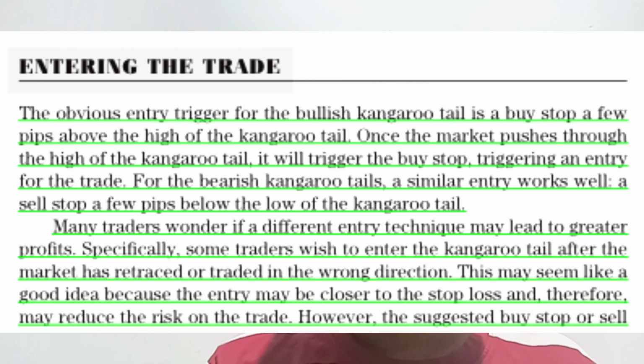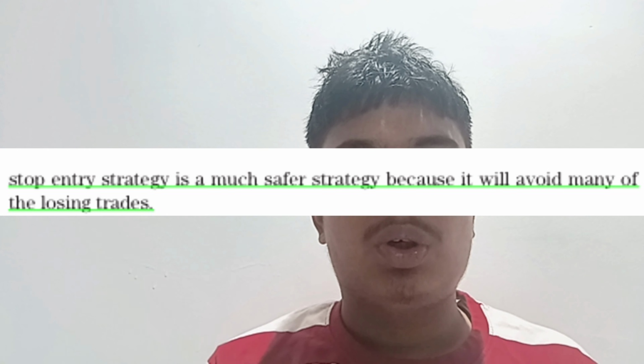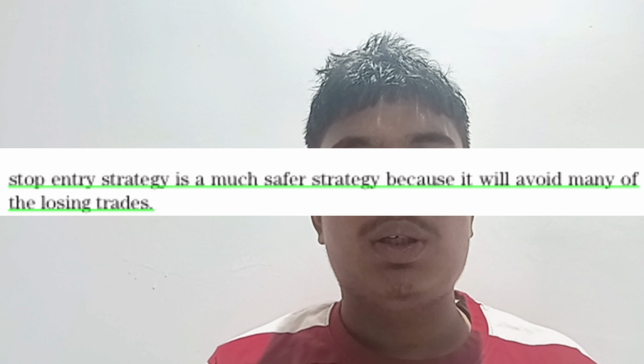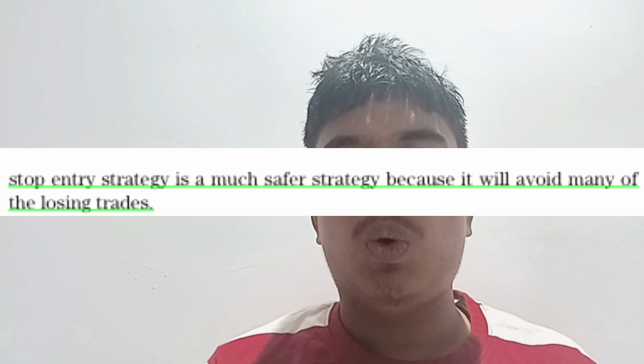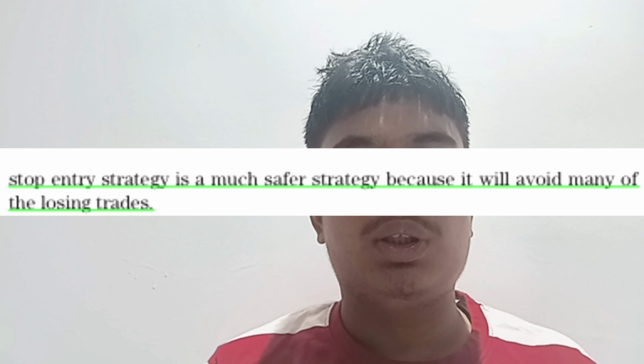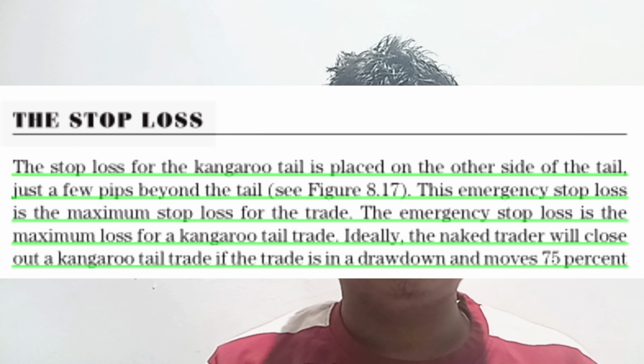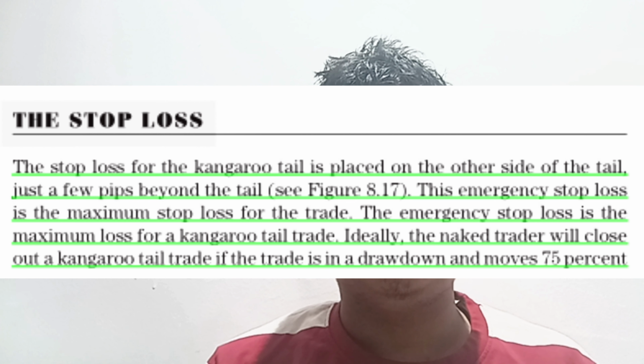However, a suggested buy or sell stop entry is a much safer strategy because it will avoid many of the losing trades. The stop loss. The stop loss for the kangaroo tail is placed on the other side of the tail, just a few pips beyond the tail.